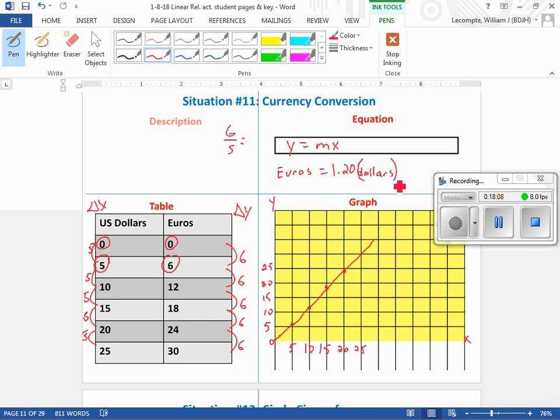All right, so to convert from dollars to euros, multiply dollars by 1.2.